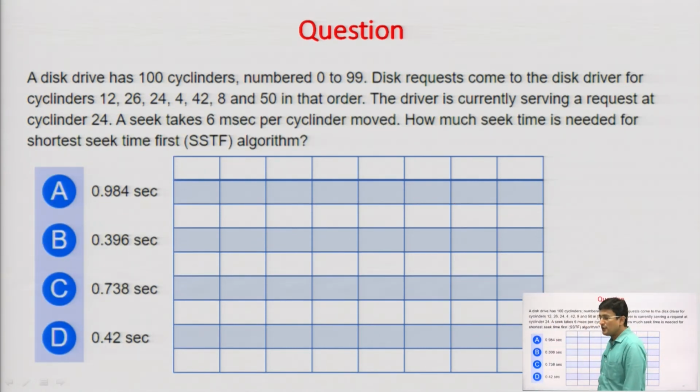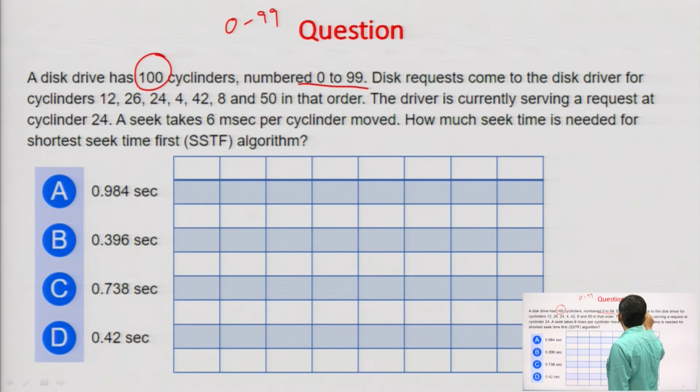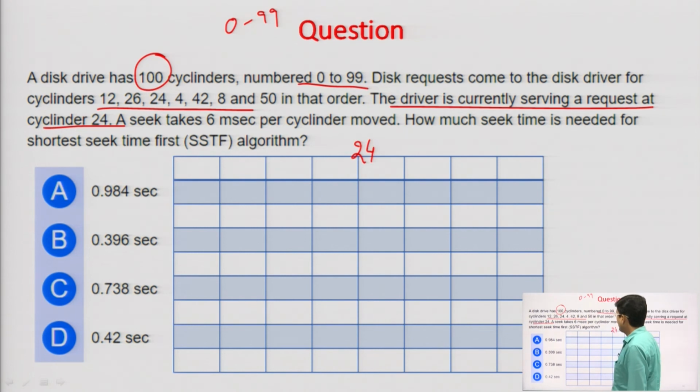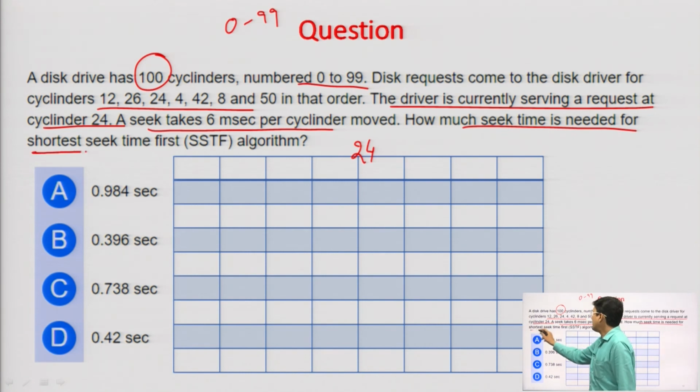It is actually asking you to find out the disk movement with the SSTF scheme. The disk has 100 cylinders, meaning that you will have 100 tracks, and usually we number them from 0 to 99. The disk requests come for the cylinders 12, 26, 24, 4, 42, 8, 50 in that order. The driver is currently serving a request at cylinder number 24. So, 24 is the current location. A seek takes 6 milliseconds per cylinder moved. How much seek time is needed for the shortest seek time first algorithm?